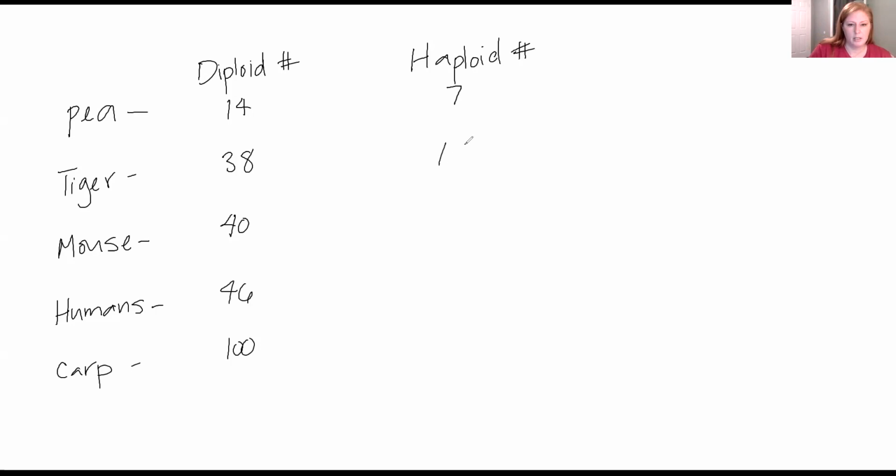7, what is this, 19? 20. Okay? When you split them in half, then when you have an egg that has 7 and a sperm that has 7, they come together to make the diploid number. So the problem with hybrids is hybrids tend to have an odd number of chromosomes, which you can't split in half, not evenly as a whole number.